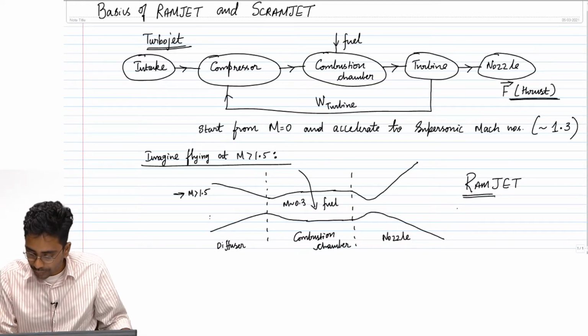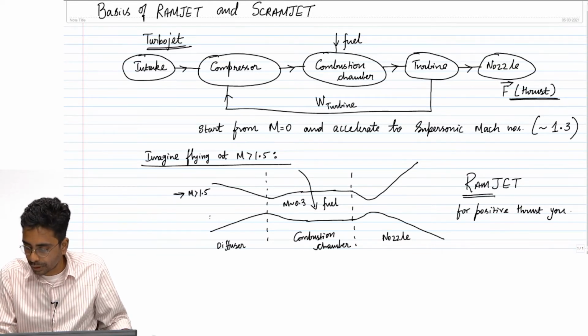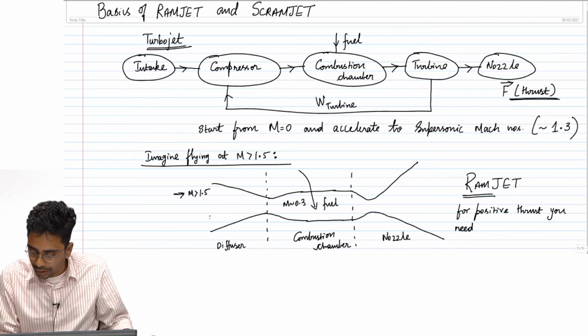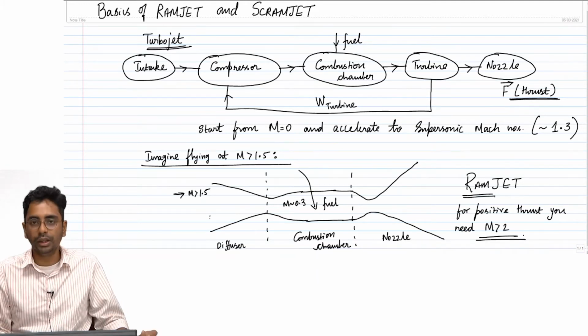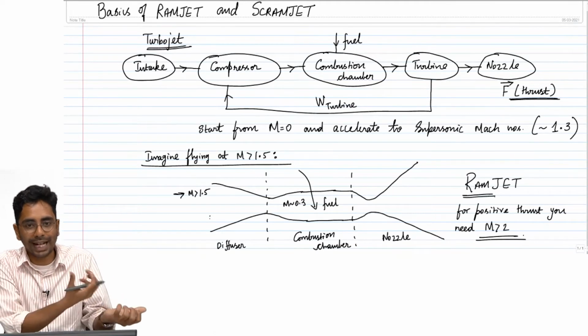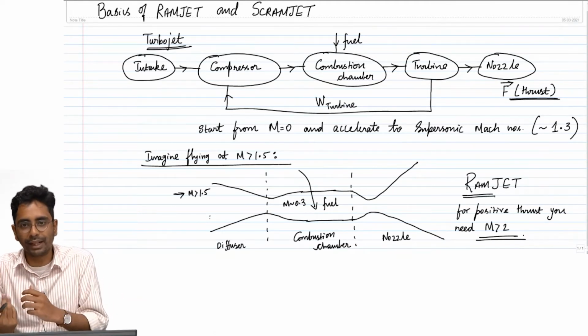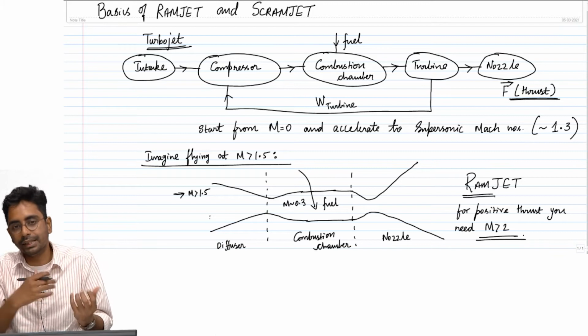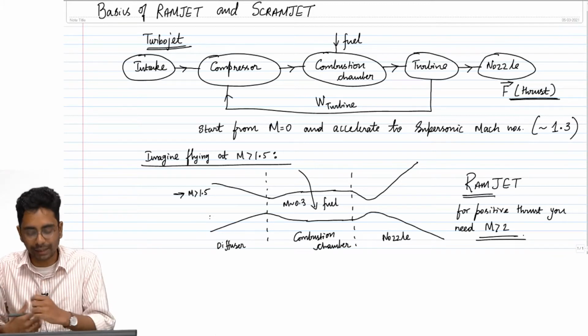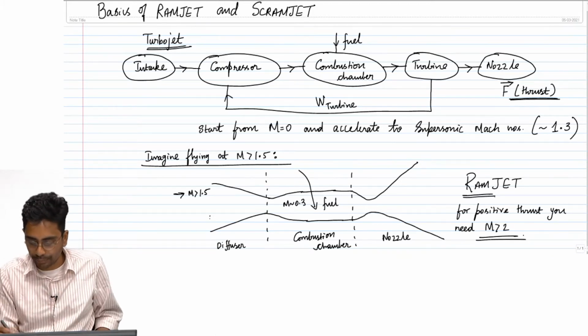So for positive thrust, you need a Mach number of greater than 2. You must already be flying, therefore the ram effect is available to you. You decelerate the stream, increase the pressure, add enthalpy by adding fuel, and expand through a nozzle, producing thrust.